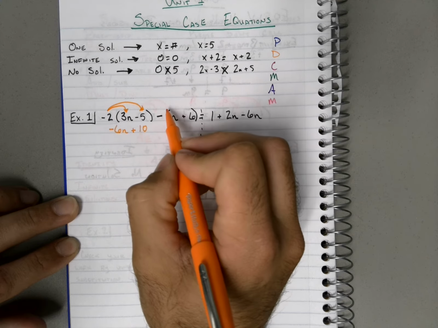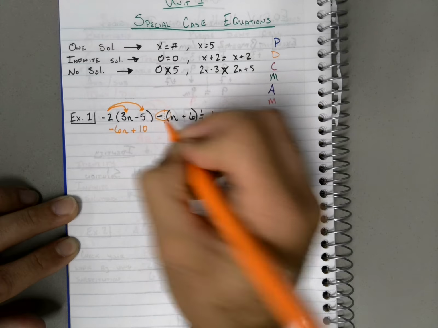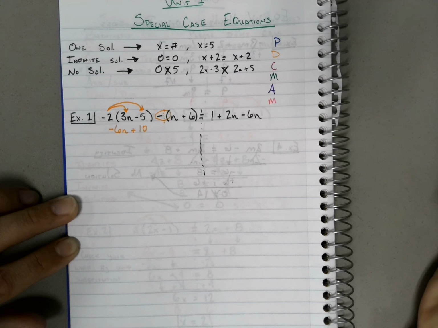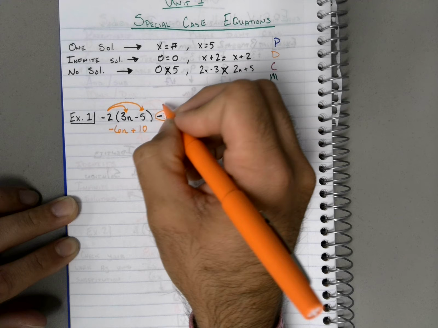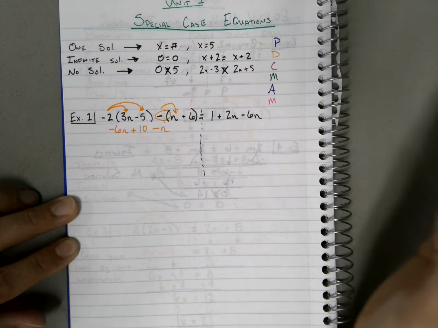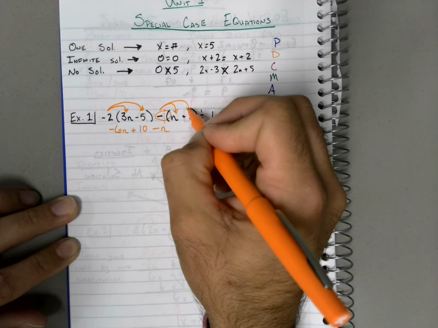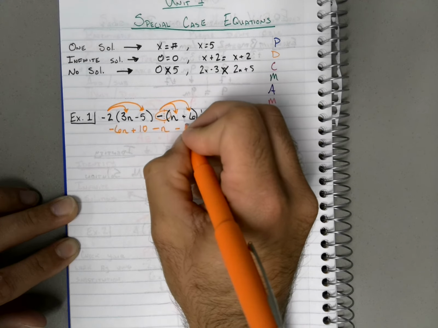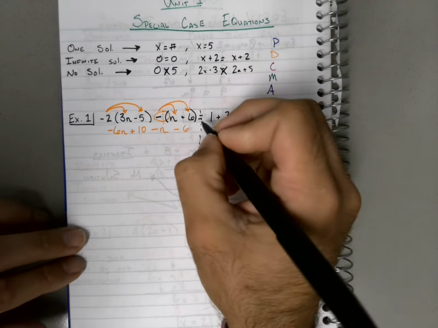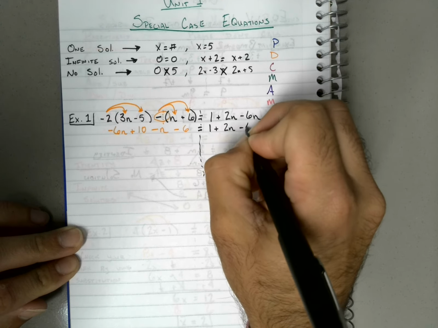This gets a lot of students right here. Pay attention to this. This is actually a negative 1. There's an invisible 1 there. Don't just bring down that subtraction sign either. Use your multiplication to determine your sign. What's negative 1 times n? That's negative n. Notice how my multiplication determined if that was addition or subtraction. What's negative 1 times 6? That is negative 6. Do we have any parentheses or distributive property on that side? No. We can just bring that down: 1 plus 2n minus 6n.